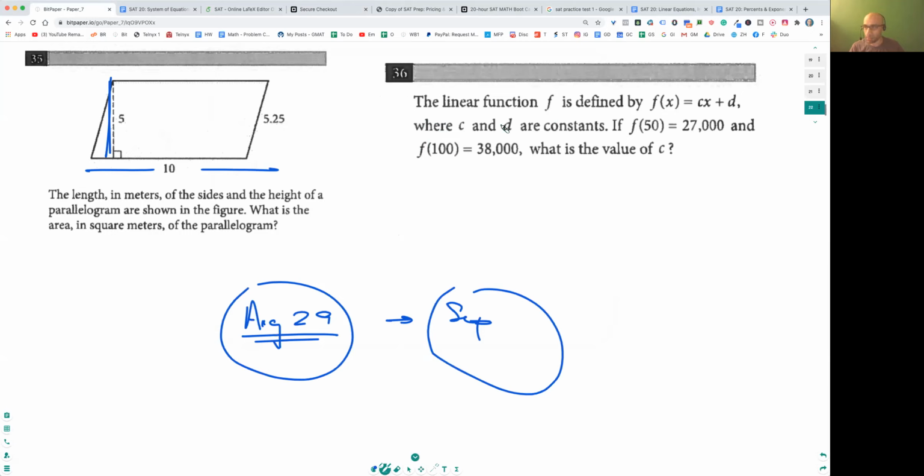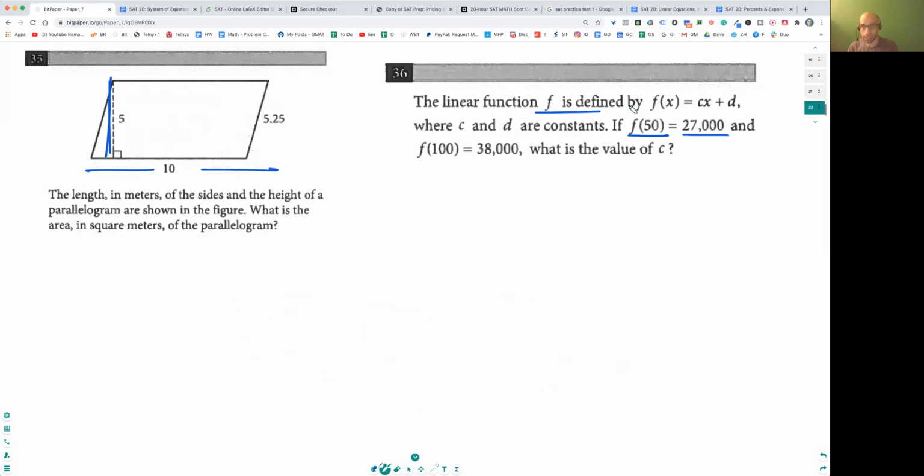Well done, Mimi, well done, CG, well done, Ben. So the linear function is defined, again, this is linear equations. I'm just going to solve it real quick. f(50) is 27,000. All you've got to do, guys, is put in 27,000 equal to Cx plus D. Wherever you see x, you put in 50. You just plug it in. So you get C times 50, which is better written as 50 times C, so 50C plus D.